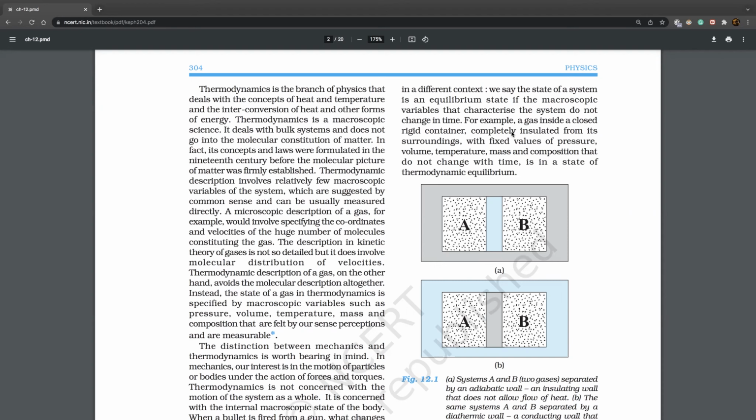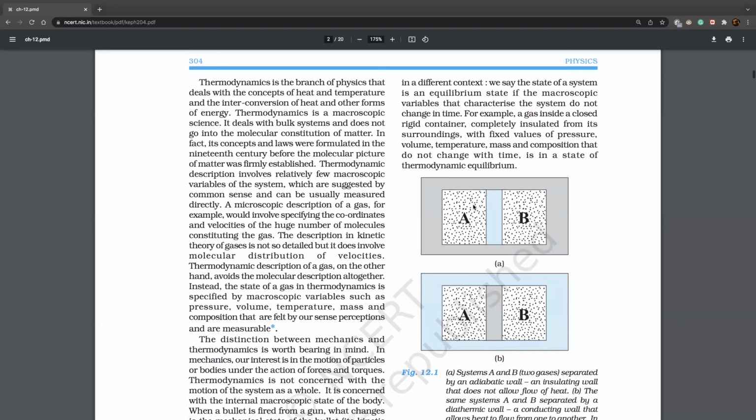For example, a gas inside a closed, rigid container, completely insulated from its surroundings, with fixed values of pressure, volume, temperature, mass, and composition. Like I said, these are the macroscopic variables that do not change with time, so the gas is in a state of thermodynamic equilibrium.